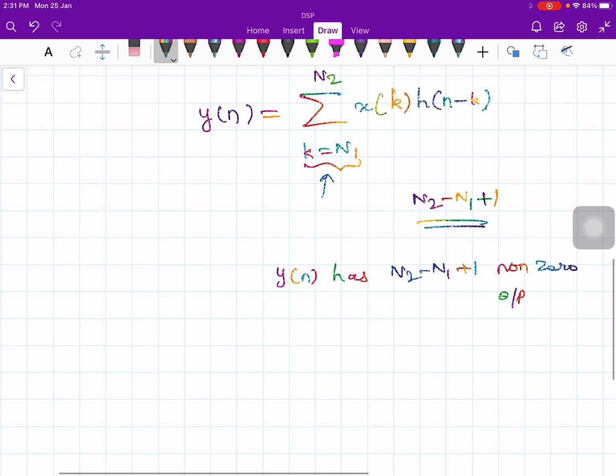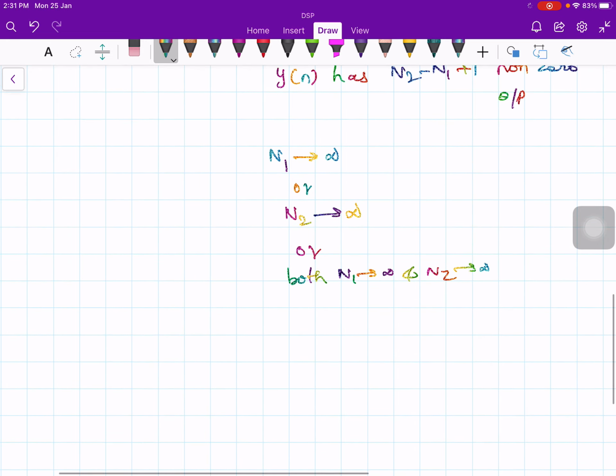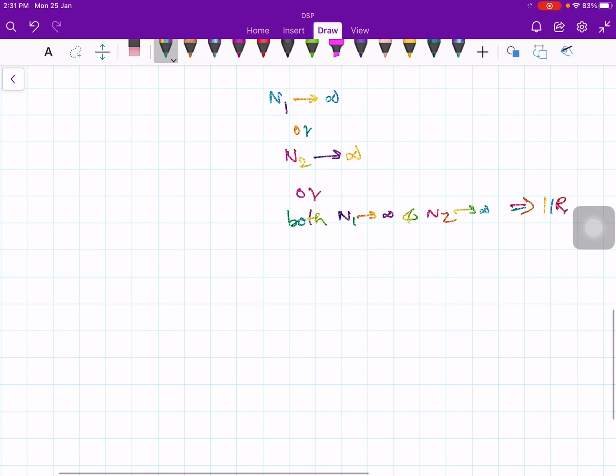On the other hand, if N1 goes to infinity or N2 goes to infinity or both N1 and N2 go to infinity, then the system becomes IIR, infinite impulse response system. Okay, that means if the length of the impulse response is infinite, it is an IIR system.